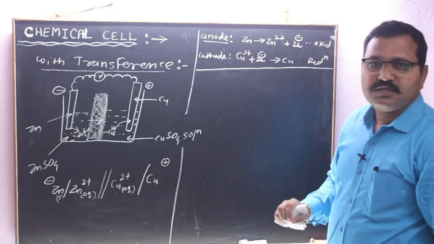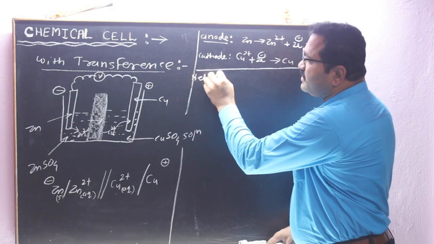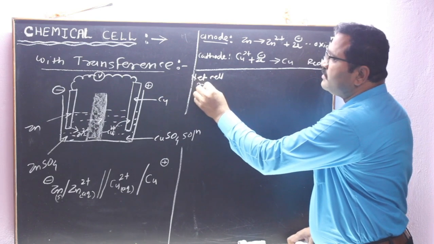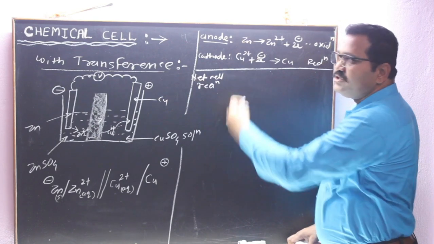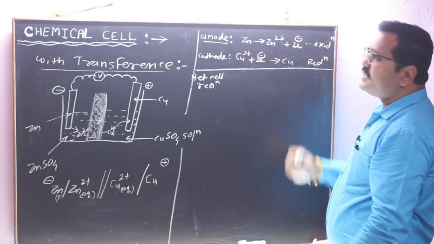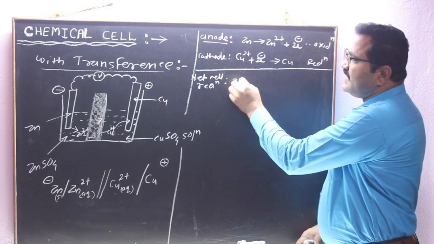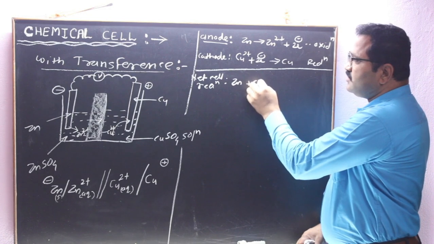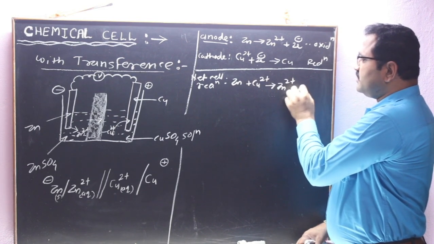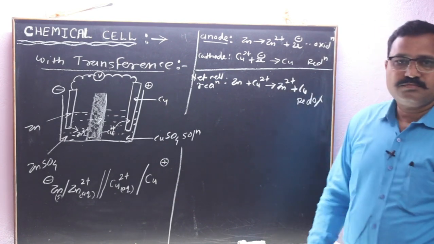Now what is the net cell reaction? Net cell reaction is the addition of these two half cell reactions. Electrons get cancelled. Therefore, net cell reaction is Zn plus Cu2+ forms Zn2+ plus Cu. This is the redox reaction.